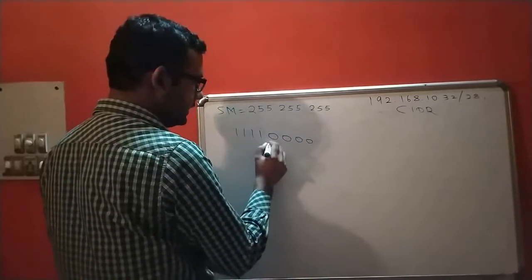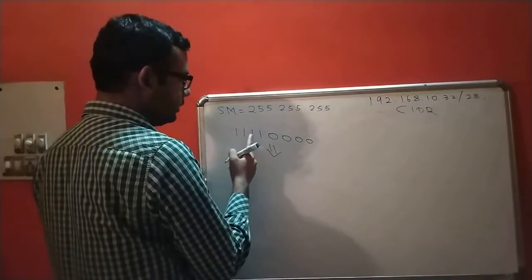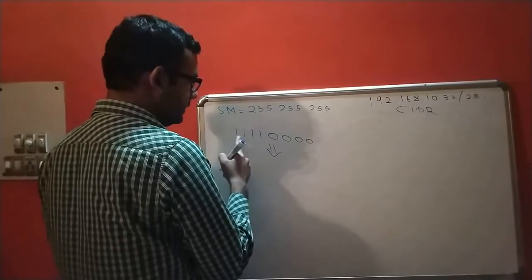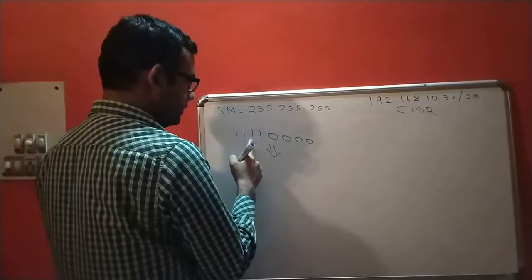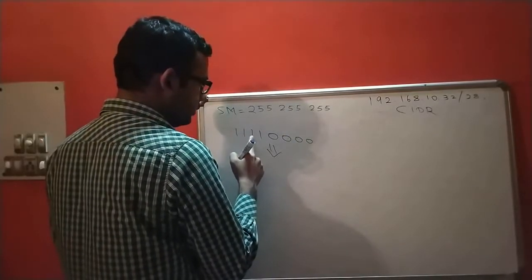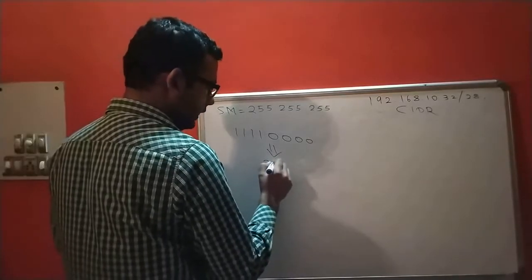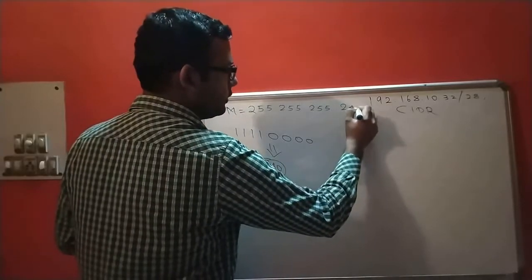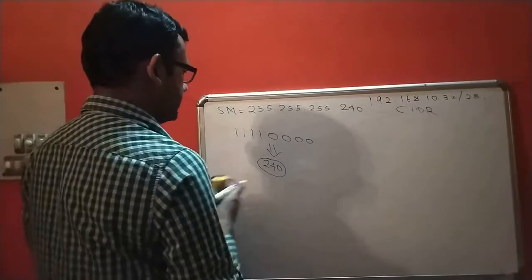And if you convert this into decimal, what you get is 128, 192, 224, 240, right? 128, this is 2 to the power of 7, 2 to the power of 6, 2 to the power of 5. So that's 128 plus 64, 192, plus 32, 224, and plus 16, 240, right? So it's 240. This is my subnet mask.